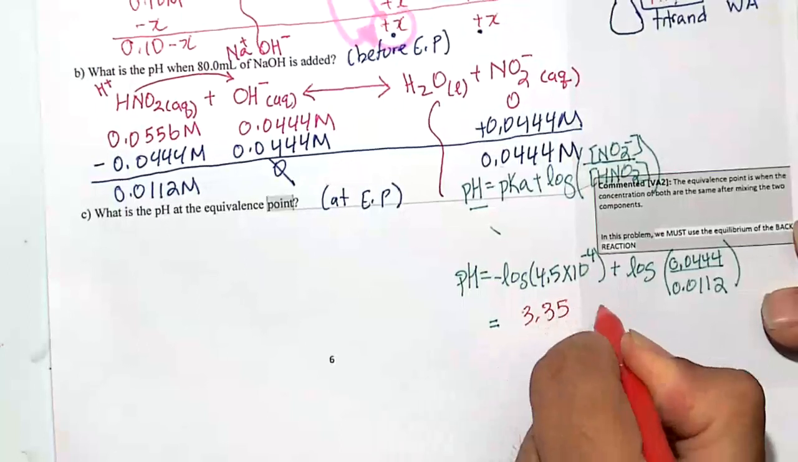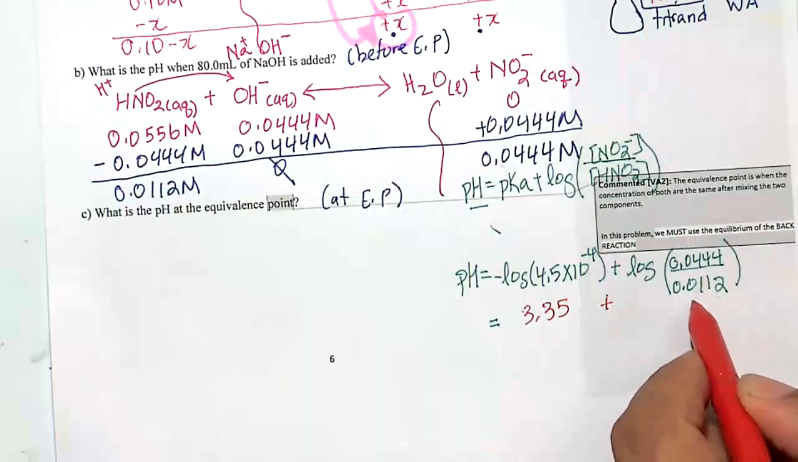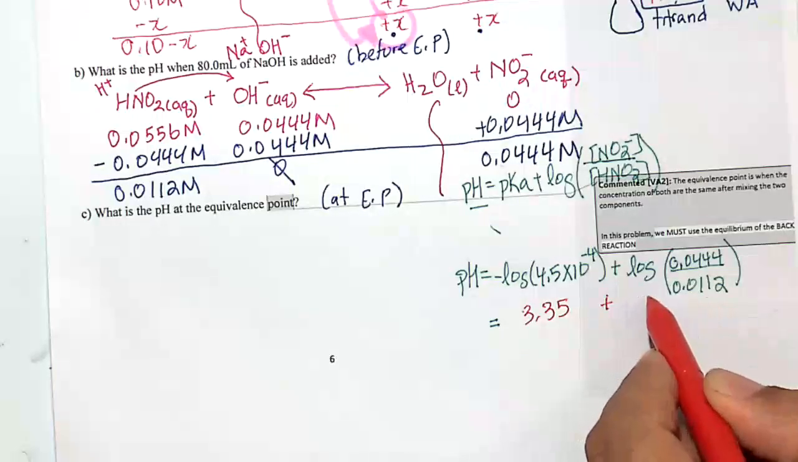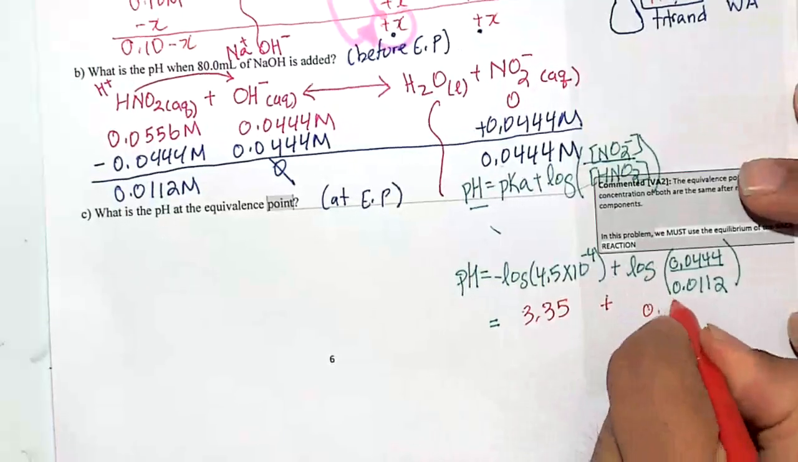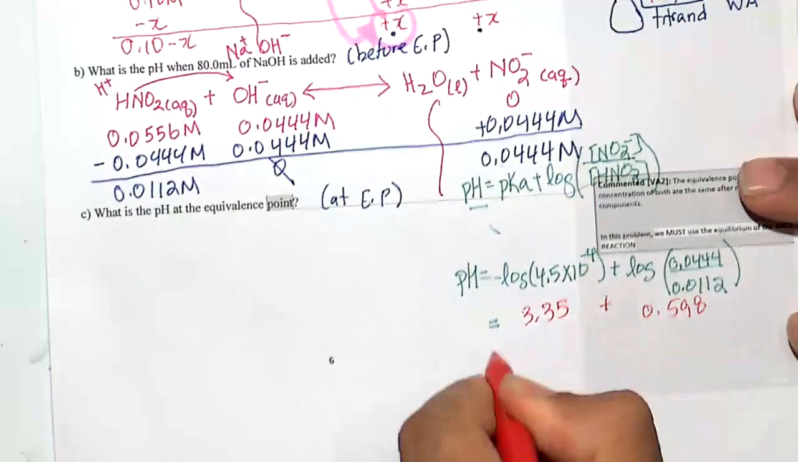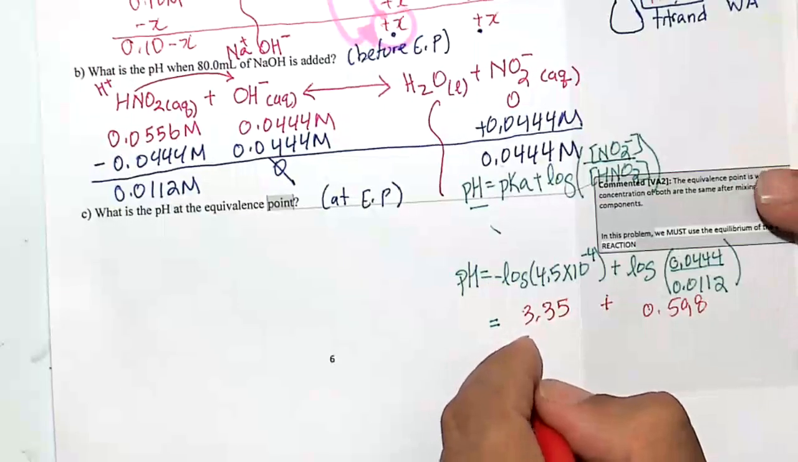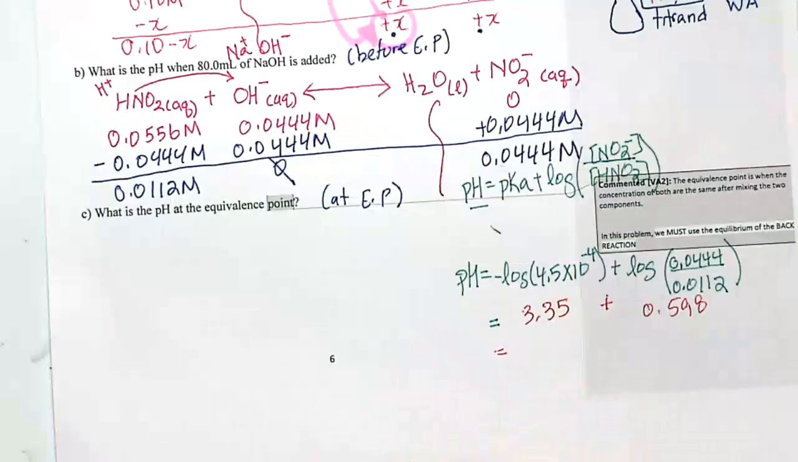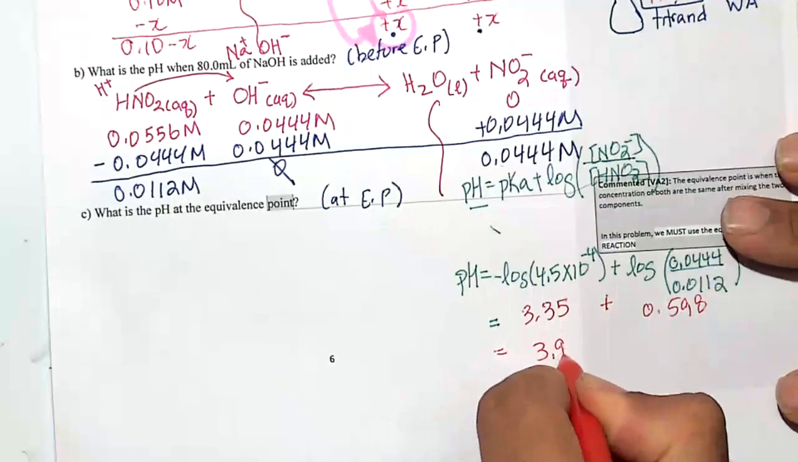So again, just to save some time, I'll just do the calculations here. 0.0444 divided by 0.0112 on my calculator, I get an answer. I take the log of that, I get 0.598. So just check my answers if you have the time, but I'm getting about 3.95. 3.95 if you round it, I guess.